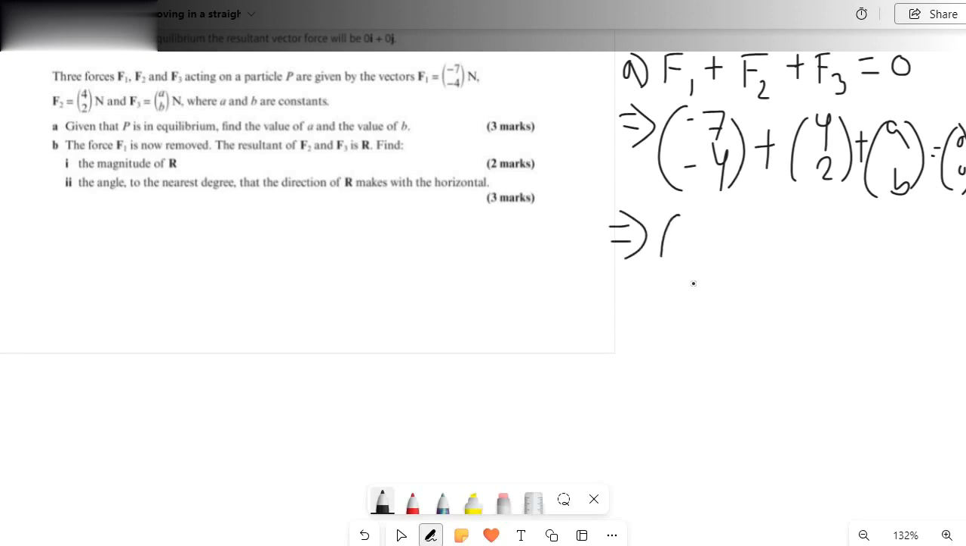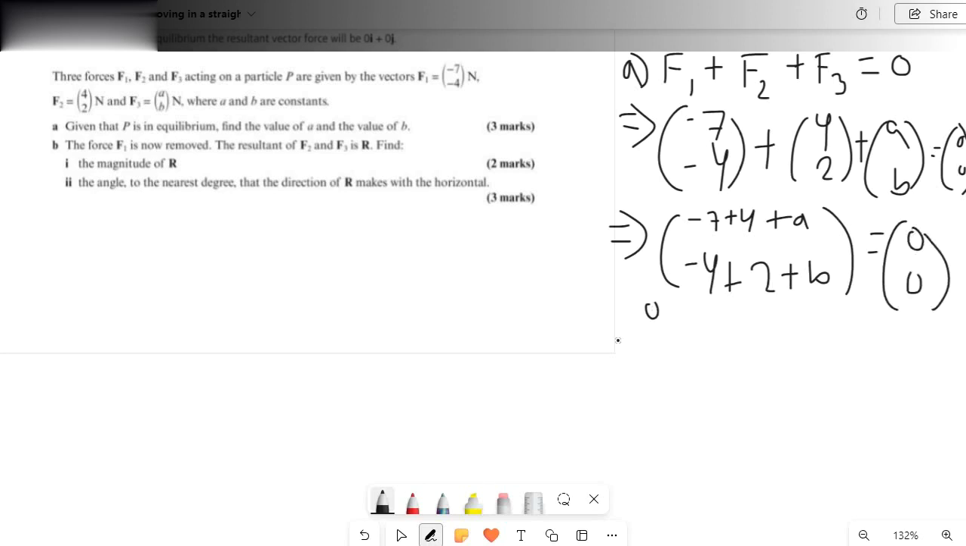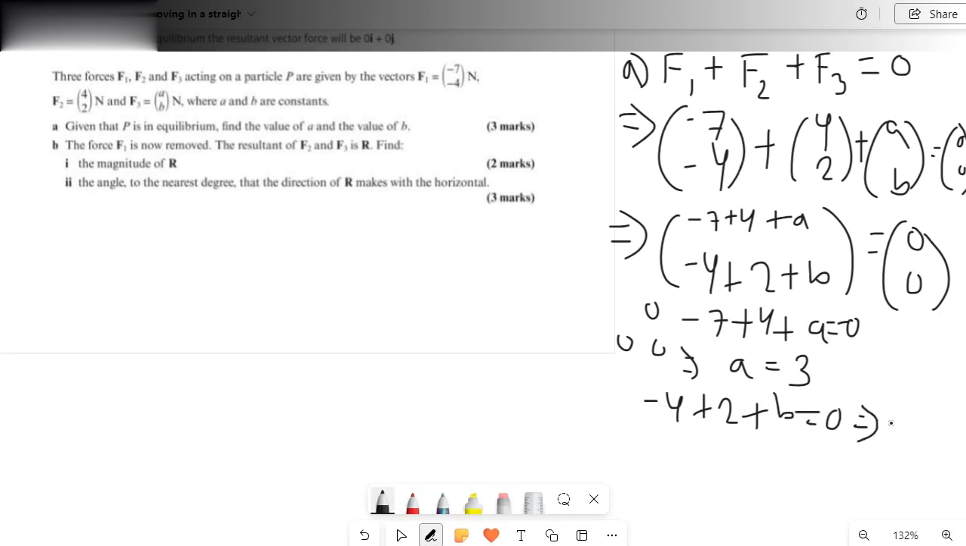So therefore, adding, we can get that -7 plus 4 plus A, which is the i component, and for the j component we have -4 plus 2 plus B is equal to 0. So therefore we can say that -7 plus 4 plus A is equal to 0, meaning that A is equal to 3, and we can also say that -4 plus 2 plus B is equal to 0, and so the value of B is 2.